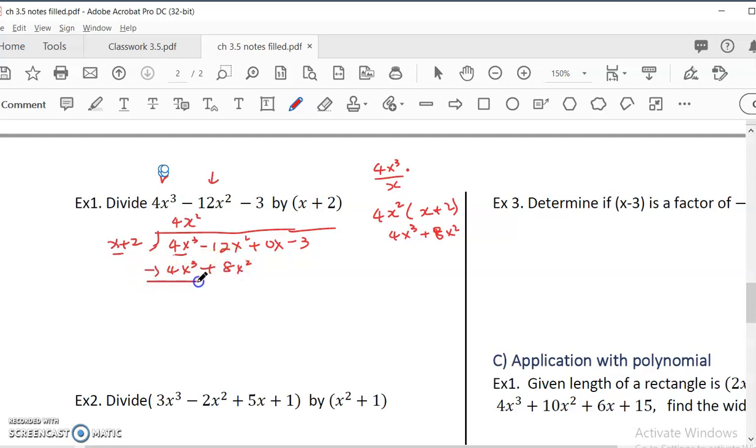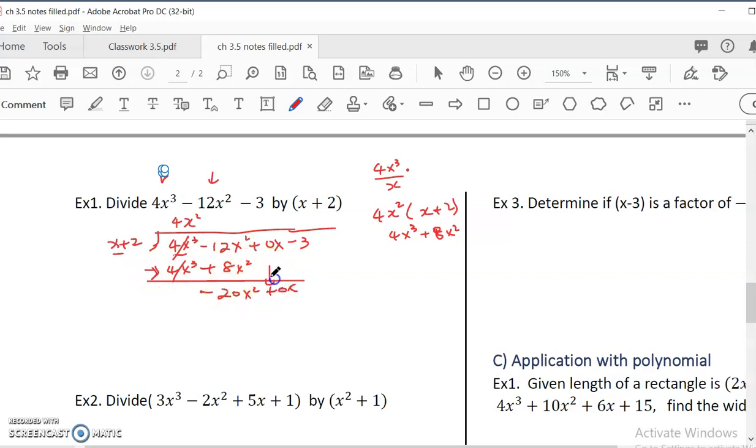Now the first term should match because that's what you estimated it to be. So this would be 0. The second one will be negative 12x squared minus 8x squared, so it'll be minus 20x squared. And remember to subtract, okay? This is a subtraction: negative 12x squared subtract 8x squared. So it's negative 20x squared plus 0x.